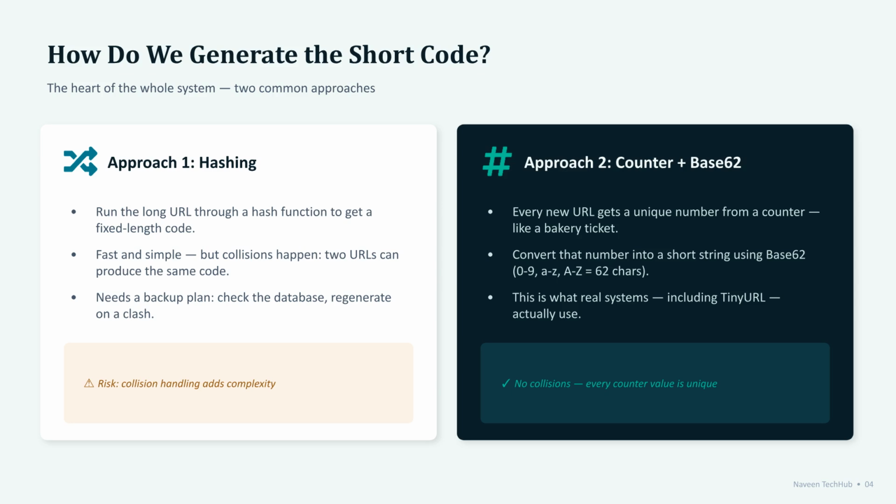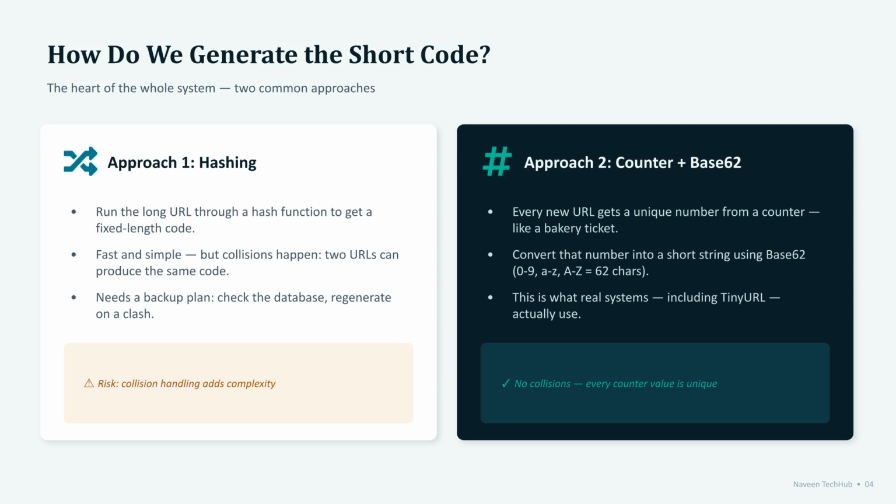Now let's discuss the heart of the whole system. How do we generate the shortcode? There are two common approaches. The first approach is hashing. In hashing, we take the long URL and pass it through a hash function. The hash function generates a fixed length output. Then we take part of that output and use it as the shortcode.